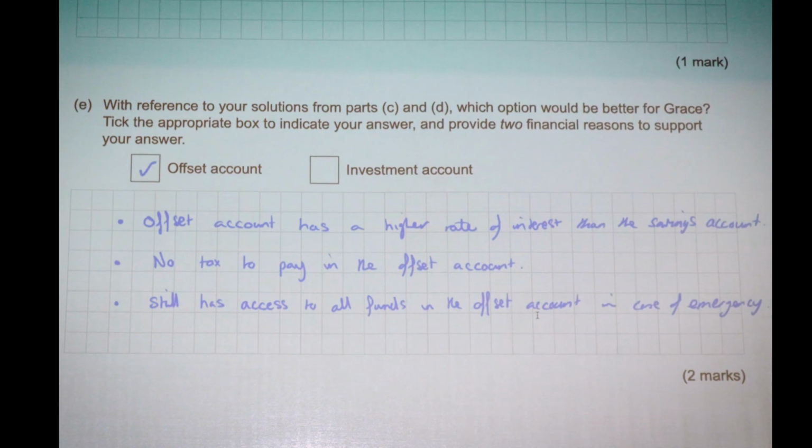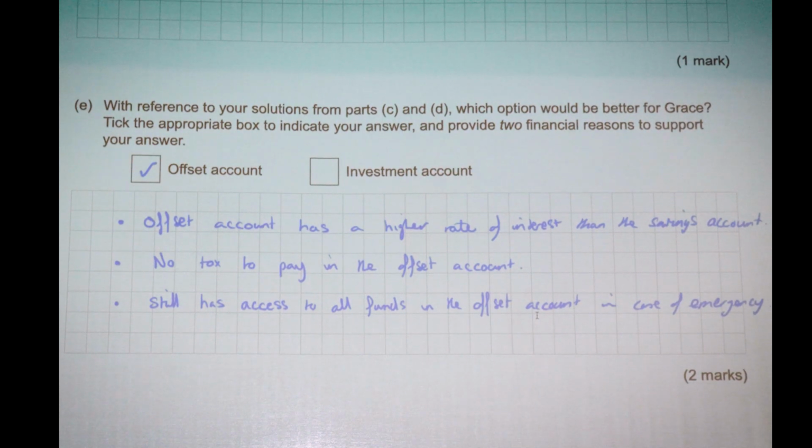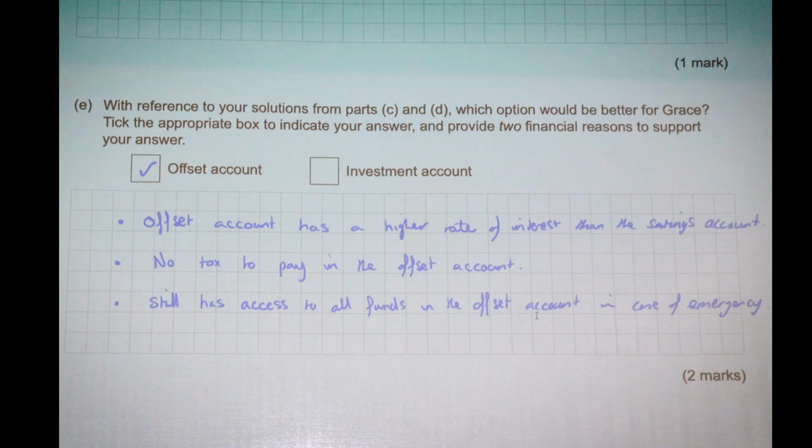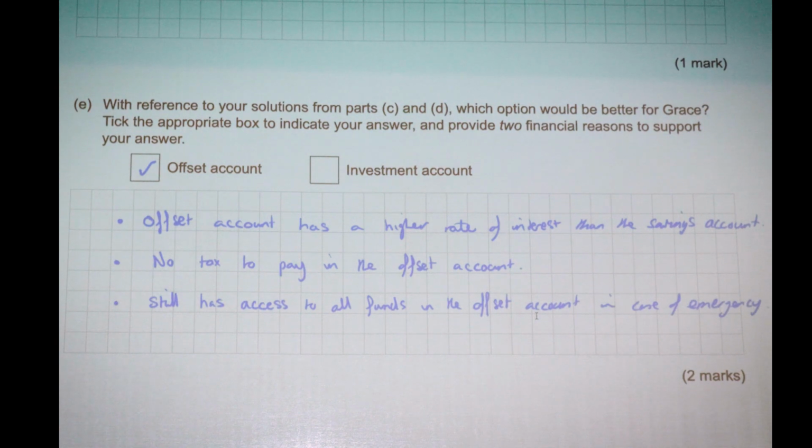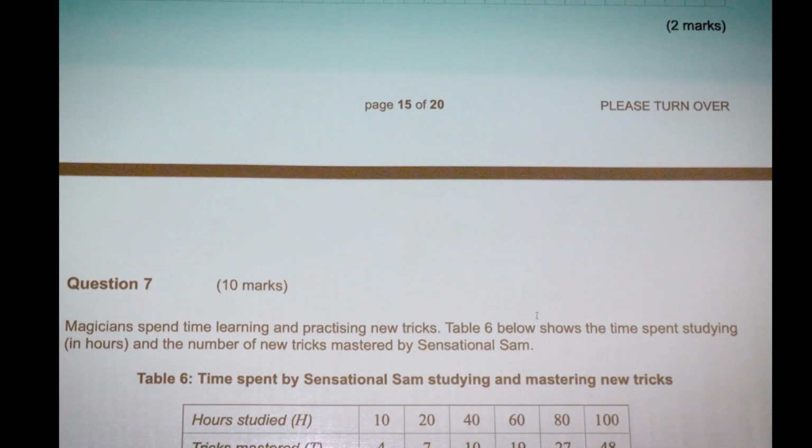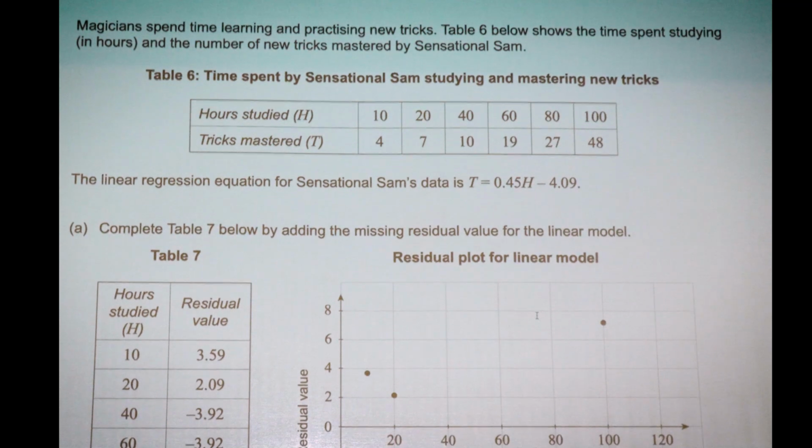State 2 reasons why your solution to Part A would be considered unreasonable. So it's likely interest rates are going to change. Grace may employ interest minimization strategies. Personal circumstances may change, so she might borrow more money, she might move house. Lots of different things on there.